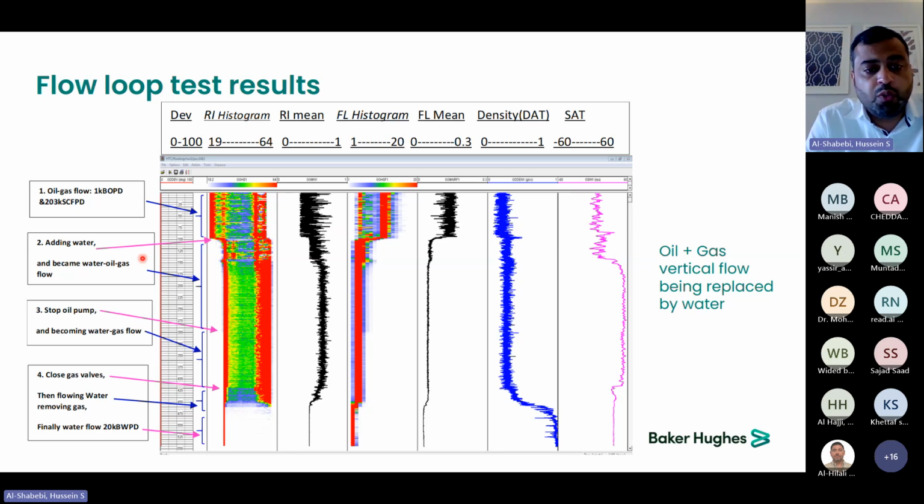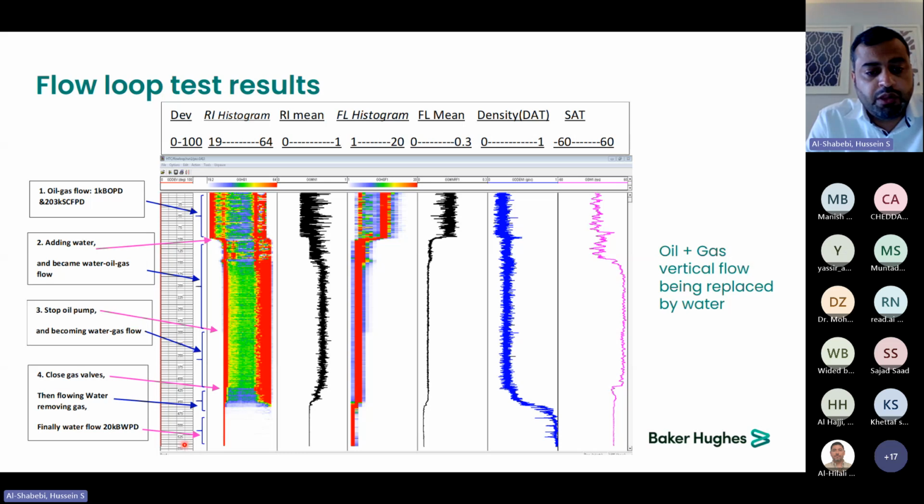Then we introduce the water and stop the oil. You can see now in the histogram that the oil has decreased to the water value, and the gas is still at almost the same peak. The fluorescence is decreasing, but not going to zero, because the separator in this flow loop does not have enough time to separate the liquids when we flow the fluid, so there are still some traces of oil flowing with the water. Also, you can see the density is increasing because now we have water in the system.